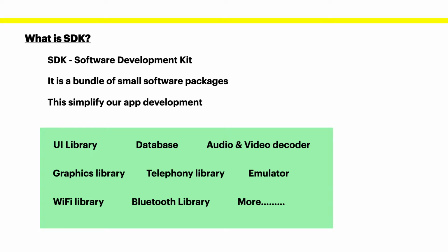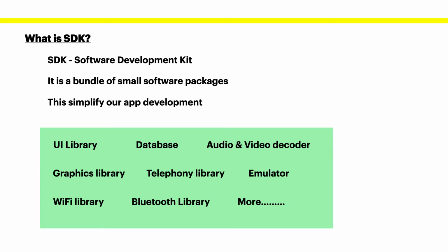And the next section is what is SDK. The third and the fourth block is the SDK. We can say it is a software development kit, and it's a collection of lots and lots of libraries. It's a bundle of software packages, we can say. The software development kit includes all the libraries that we need to develop an Android application.